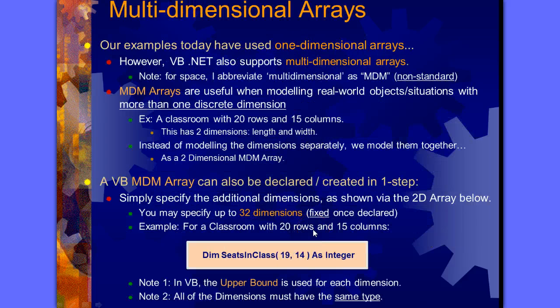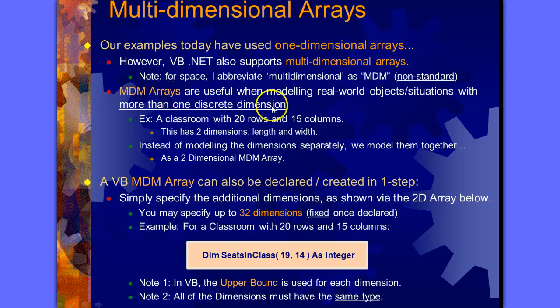All right, let's read this. Our examples today have used one-dimensional arrays. However, VB.NET also supports multi-dimensional arrays. Note, for space, I abbreviate multi-dimensional as MDM. That's just his abbreviation. It's not a standard abbreviation. I've never seen that before, but he just doesn't want to write out multi-dimensional.